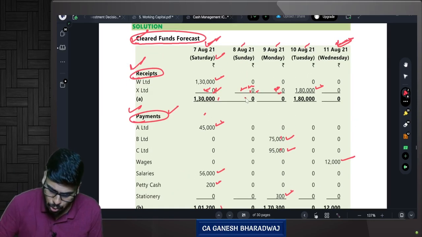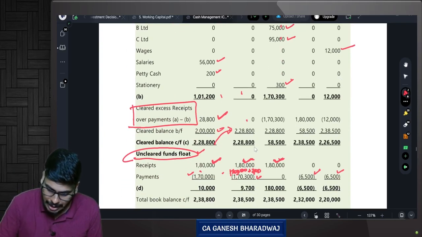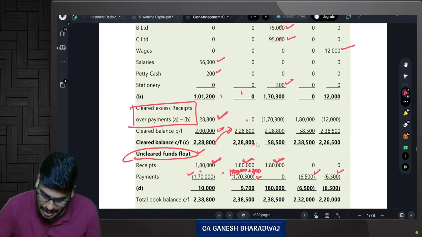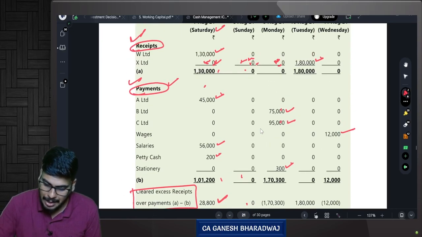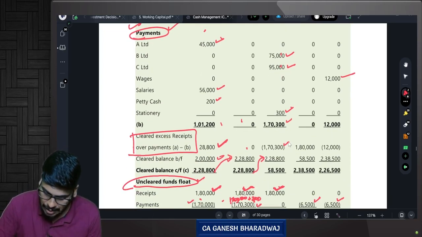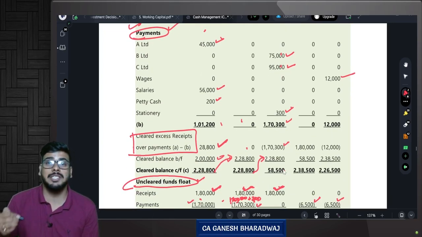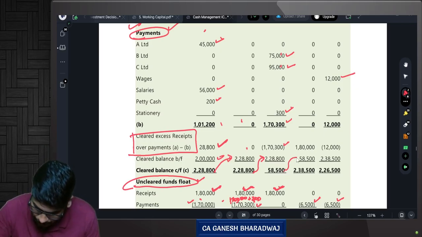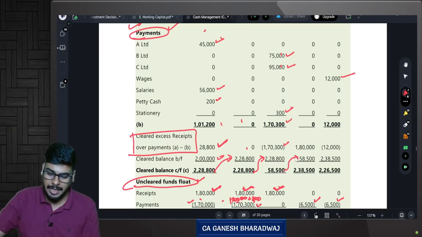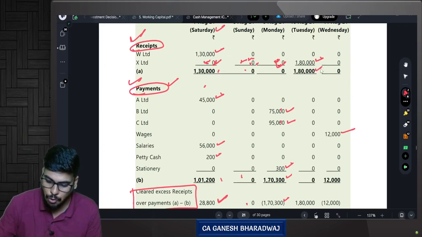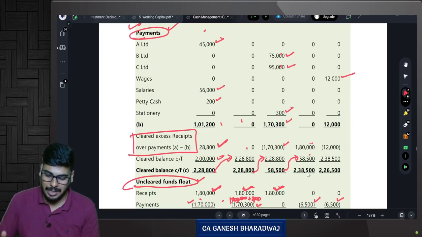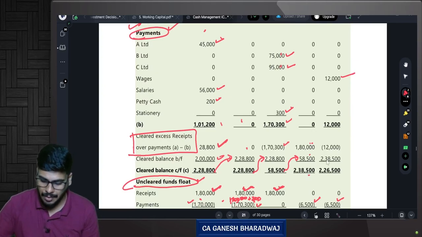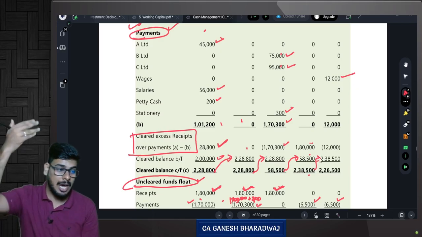Now this closing balance will become the opening balance of the next day. In the next day, there are no receipts, no payments, no transactions. So that will automatically become the closing balance. Fine. This closing balance will become the opening balance for the next day. Yes. In the next day, what happened? There were no receipts, but there was only payment of 1,70,300. So minus 1,70,300, the closing balance will be 58,500. This 58,500 becomes the opening balance for the next day. In the next day, if you see, there is only a receipt and no payment, to the extent of 1,80,000. So 1,80,000 plus 58,500, the closing balance for the next day is going to be 2,38,500. This becomes the opening balance for the last day, 11th August.